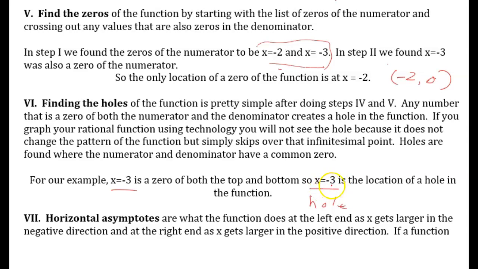Now you can see that if you didn't have any zeros that occurred in both the top and the bottom, you wouldn't have any holes. And if you didn't have any zeros of the top, you wouldn't have any zeros. And if you didn't have any zeros at the bottom, you wouldn't have any vertical asymptotes. That's how to find vertical asymptotes, zeros, and holes.